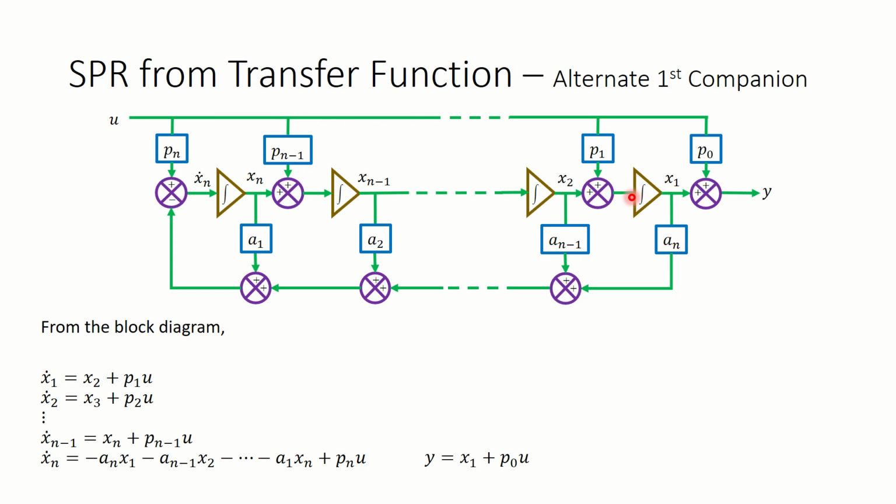The A matrix will be like that, and we have already seen that the upper diagonal is 1 and the bottom row has the coefficients. So that is the signature of phase variable form, be it alternate, be it original, be it whatever. Phase variable form means the A matrix is like that. First companion form means the A matrix is like that. Other matrices B, C will change for these alternate variations of the same form.